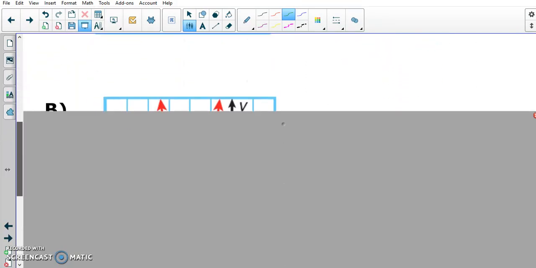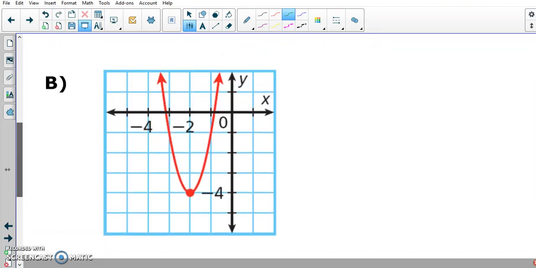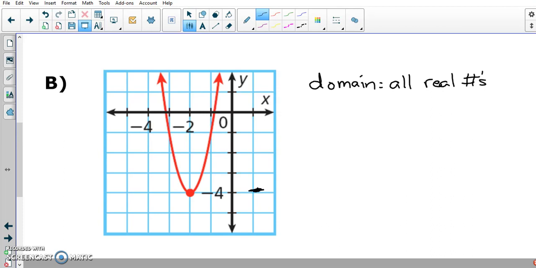All right, for the second one, domain will be all real numbers. The range is not all real numbers because it doesn't hit everything on the y-axis. It starts at -4 and it goes up. So our range is y is greater than or equal to -4.